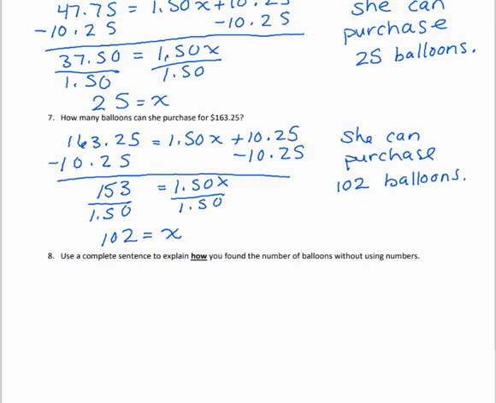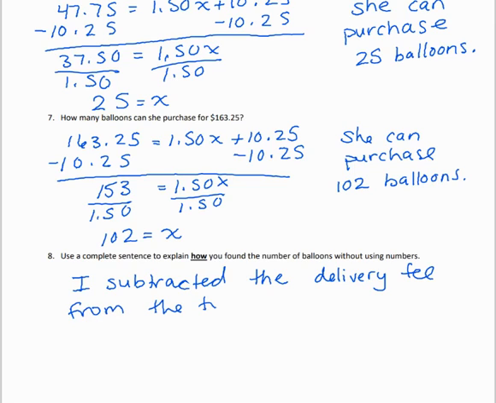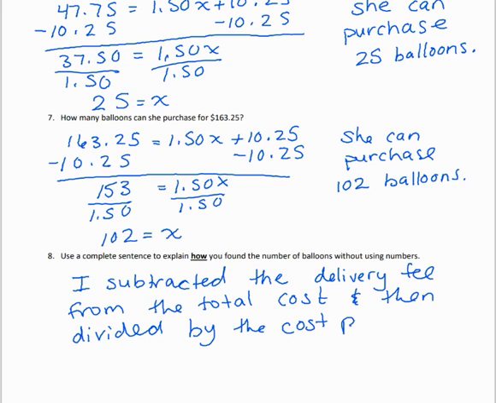Now on number 8 is where you do the explaining of your steps. So what did we do? What operation? We subtracted, right? So I subtracted the 10.25 first. What does that value represent? The delivery fee. So I subtracted the delivery fee from the total cost. Okay, so each time we subtracted that $10.25 from the original cost that they're giving us. And then we divided. And each time we divided by 1.50. So what does 1.50 represent? The cost per balloon. Good, cost per balloon. And there you have it.